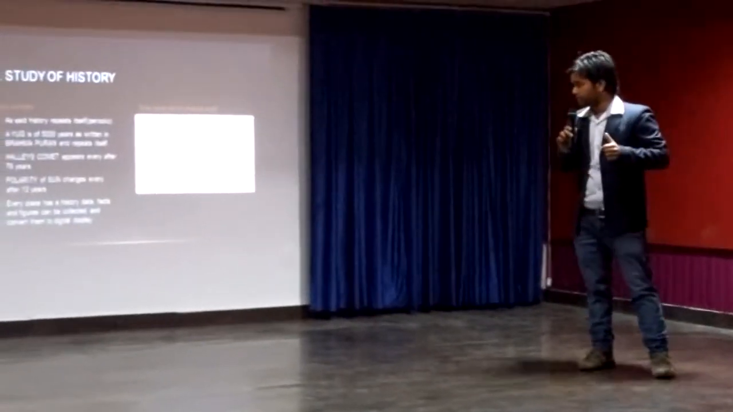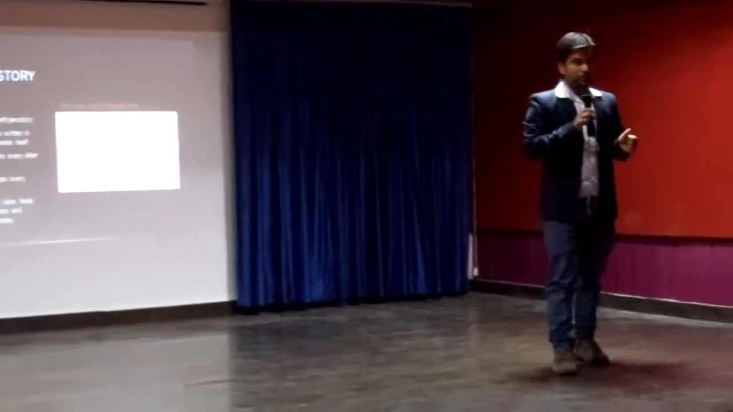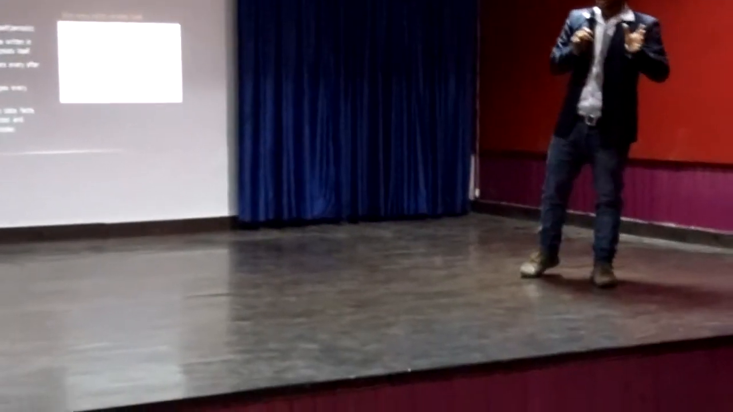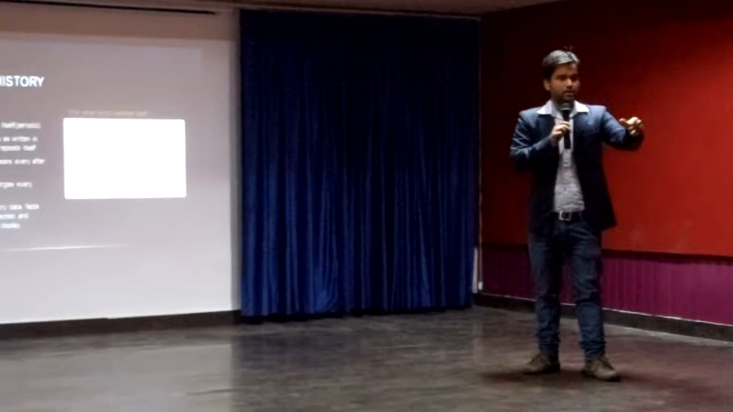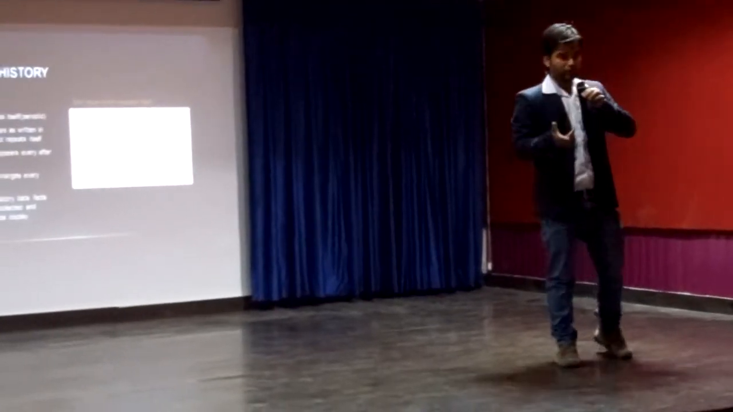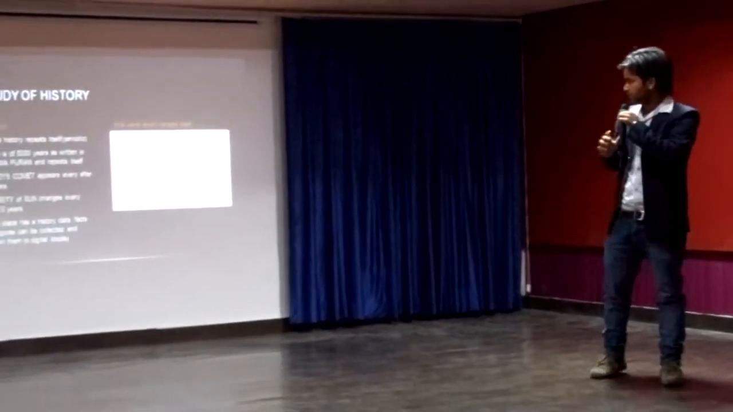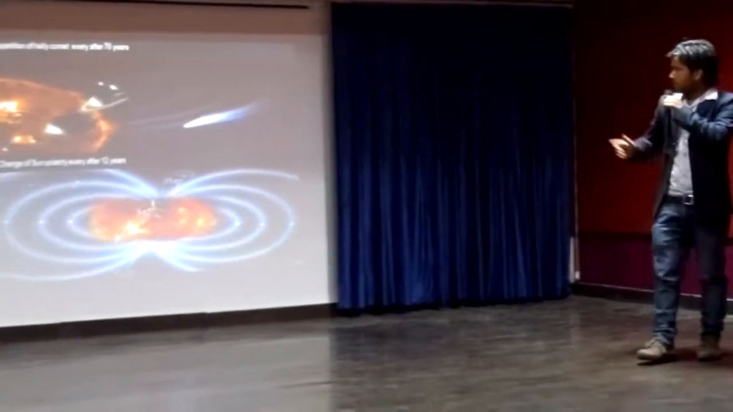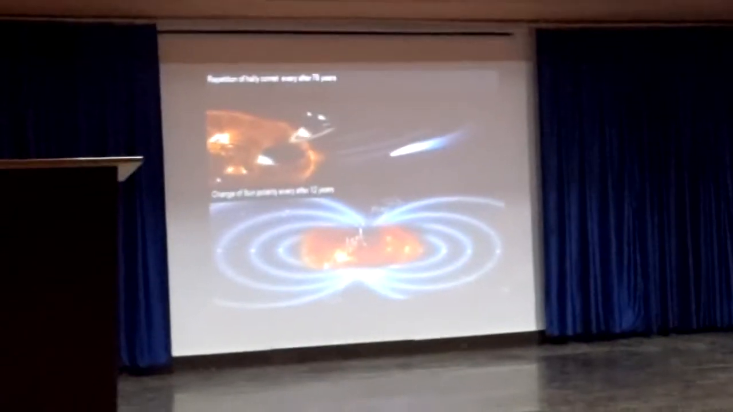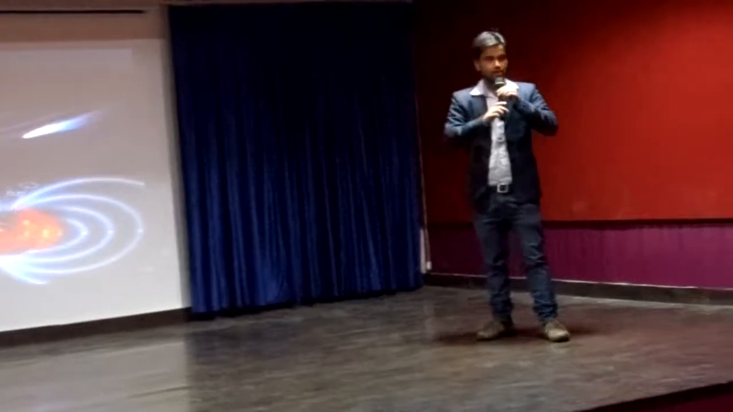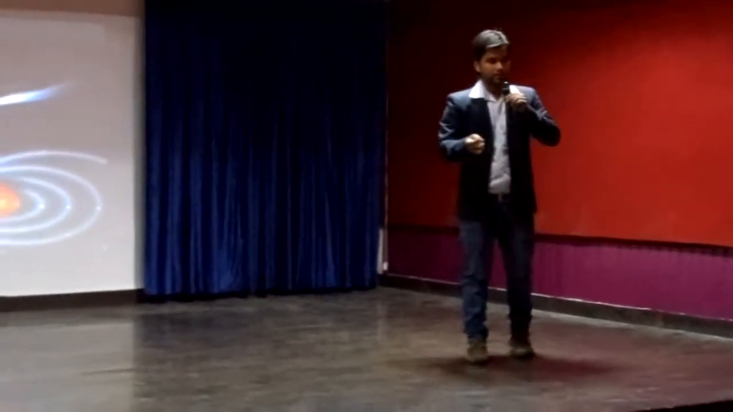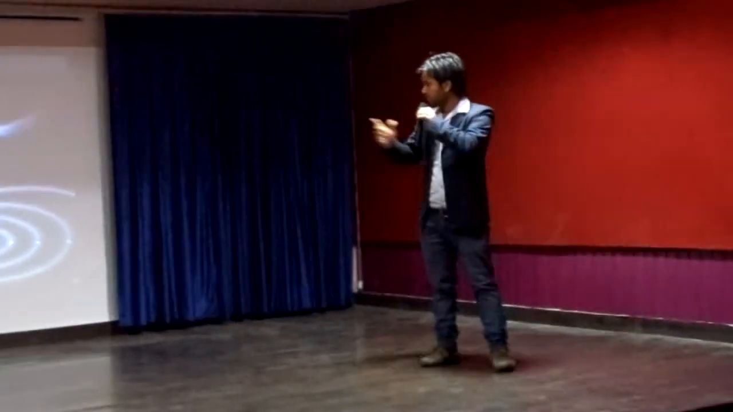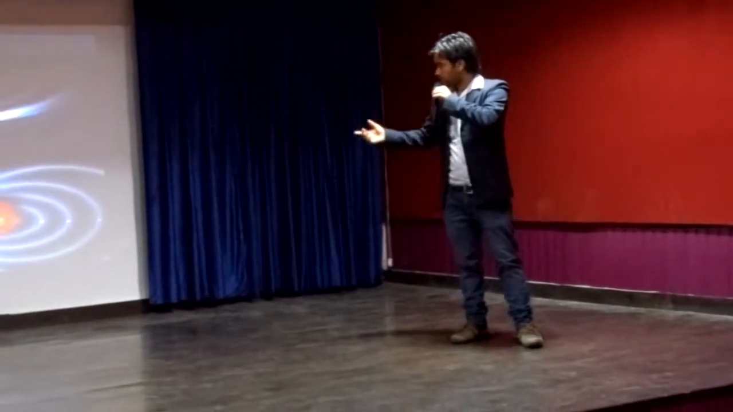Next is the polarity of the sun. The sun's polarity changes every 12 years. The magnetic field lines of the sun change every 12 years, which is also a periodic function. These are the two examples: repetition of Halley's Comet after 76 years, as it goes very near to the earth every 76 years, and the change of the polarity of the sun after 12 years.